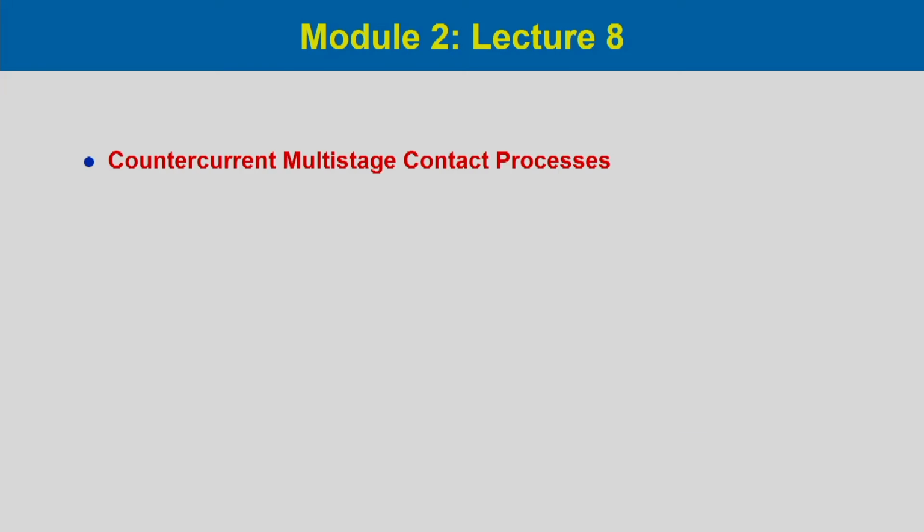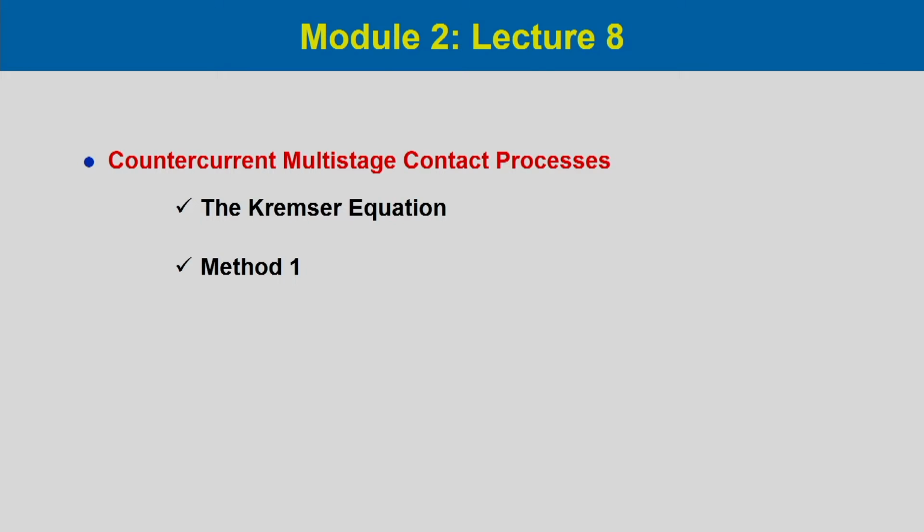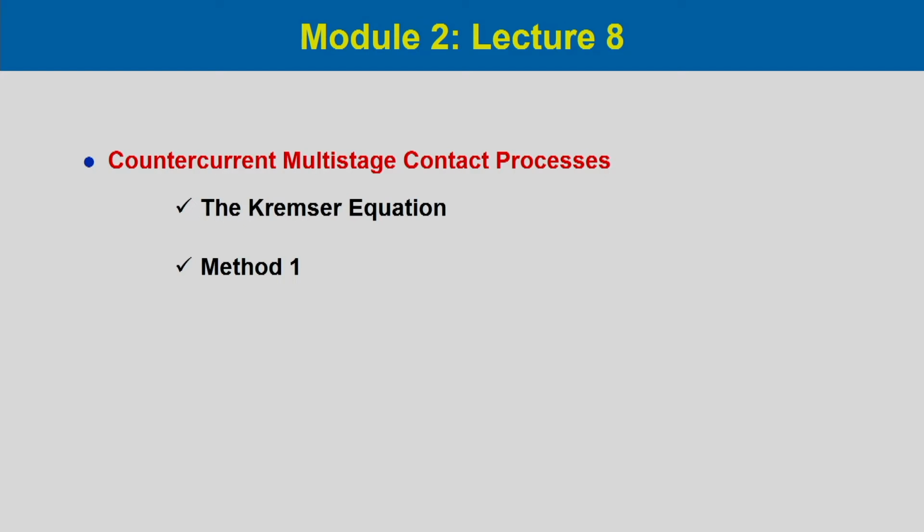So, in this lecture we will consider counter current multi-stage contact process, and we will try to see how to calculate the number of stages using the analytical equations, and one of them is Kremser equation. We will discuss two different methods how to develop the Kremser equations and to find out the number of stages in an equilibrium separation process or equilibrium contactors.